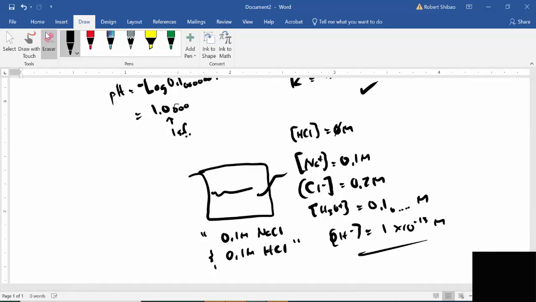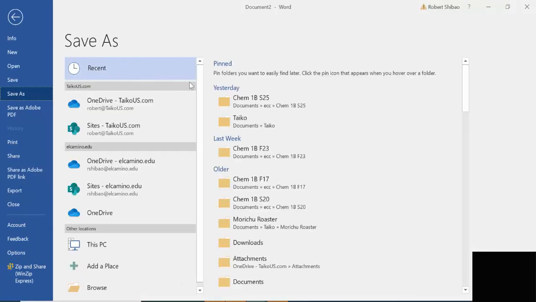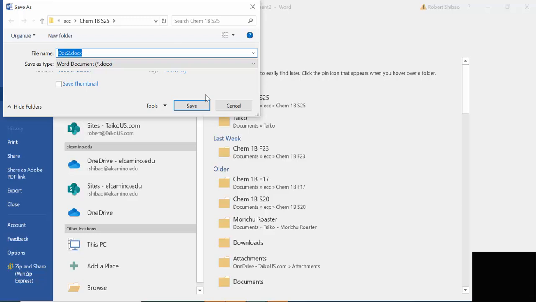You could have done this without doing this. This is just showing the methodology that we'd use in Chem 1B. In Chem 1A, you would have just combined everything. Would have been fine.